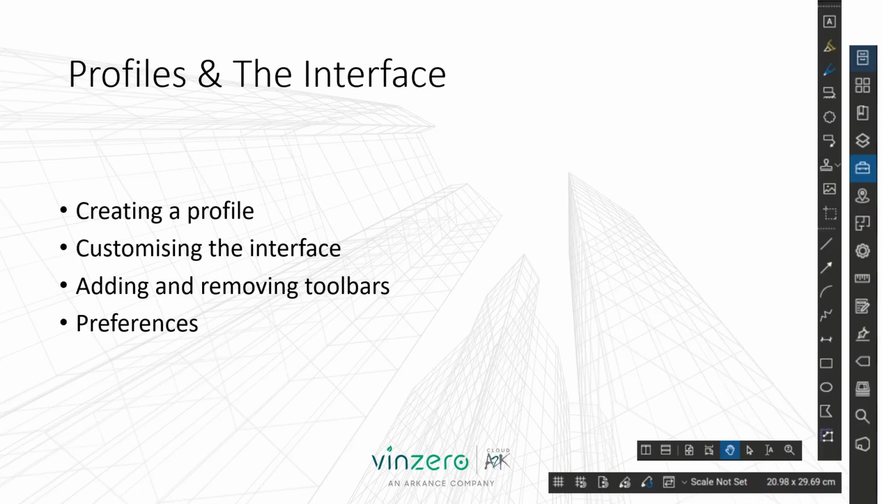So for the first section, we'll start by creating a profile. We'll customize the interface around us. We'll add and remove some toolbars from our workspace, and then we'll go into some of the more advanced stuff in our preferences and see how some of those cool tools might be helpful.